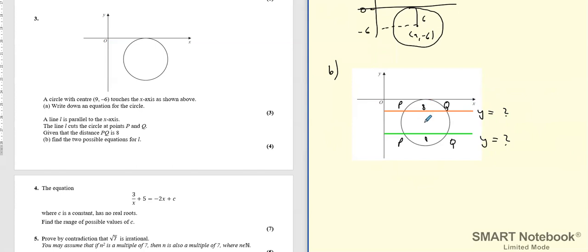Now, we know that from the center to P and Q, the distance must be 6. Okay, are we happy with that? Because the center is here, and we worked out earlier that the radius is 6. So that means from any point from the center to the circumference has a length of 6, because that's what the radius is. So therefore, that will enable me to work out the height of this triangle.